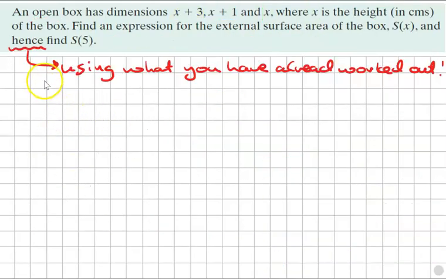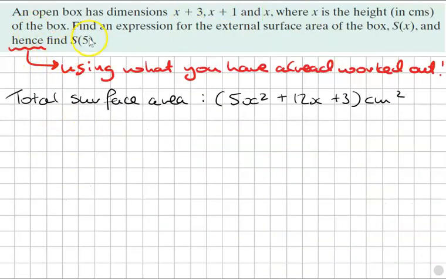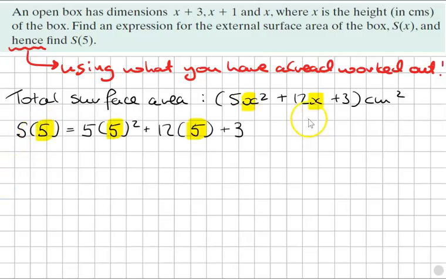The last part of the question says, hence find S of 5. Hence means using what you've already worked out. So we already worked out that the total surface area was 5x squared plus 12x plus 3 centimetres squared. So to work out S of 5, we're going to replace each of those x's with brackets, and put 5 into the brackets. And we get 188 centimetres squared.